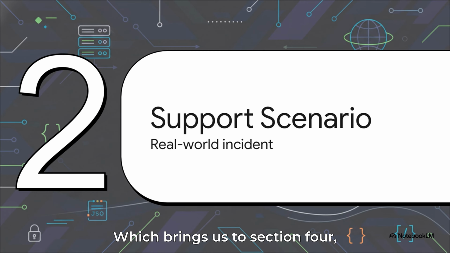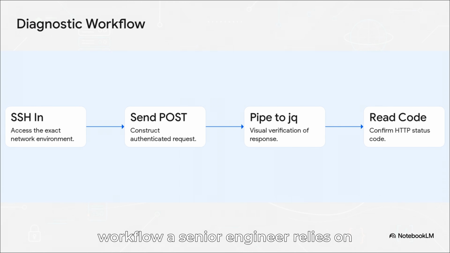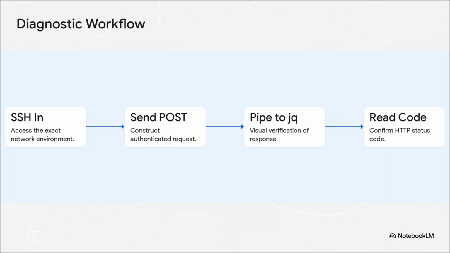Which brings us to Section 4, Production Server Support Scenario. Let's put it all together. Here is the exact systematic workflow a senior engineer relies on when diagnosing a live production incident. Step 1. SSH into the server to ensure you're testing from the exact network environment experiencing the issue. Step 2. Construct an authenticated POST request aimed at our recres.in endpoint. Step 3. Pipe the output to jq for immediate visual verification of the response. And Step 4. Carefully verify the HTTP status code.